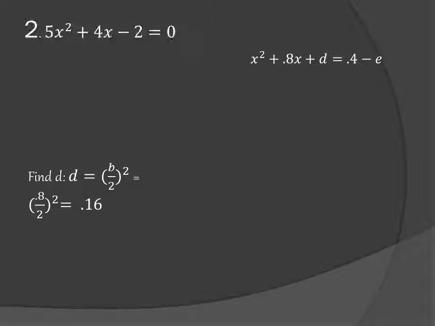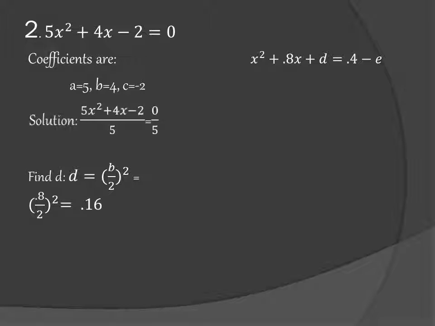Our second example is 5x squared plus 4x minus 2 is equal to 0. And the coefficients are a equals 5, b equals 4, and c equals negative 2. For us to deal with the equation easily, we must divide both sides by 5 so that we will have x squared plus 28x minus 4 is equal to 0. And now, we will find the value of d and e.